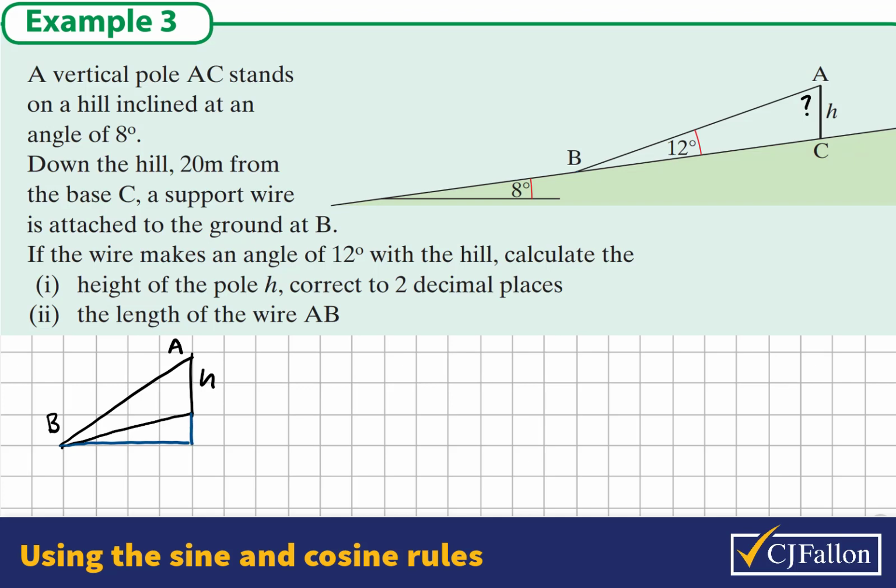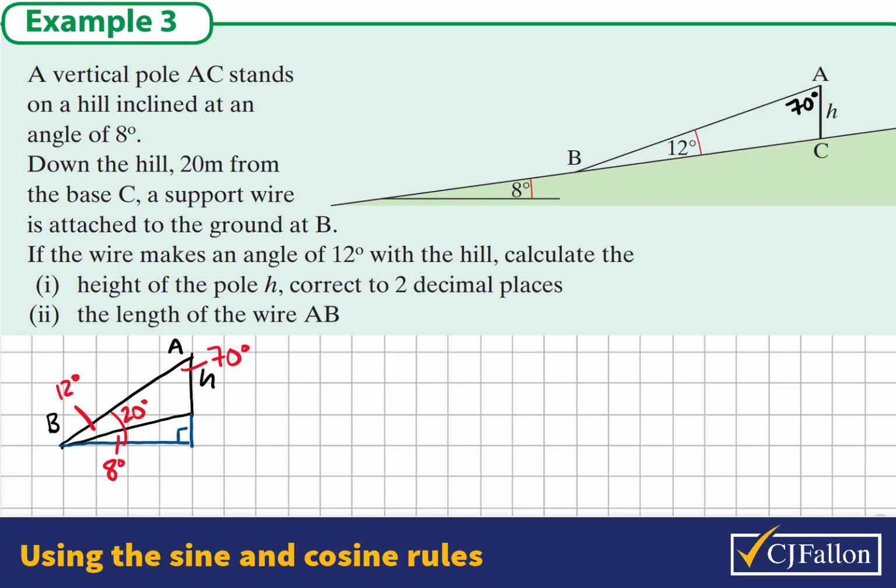If we imagine a horizontal line coming out from B, we could create a right angle triangle. We know that there's an 8 degrees and a 12 degrees. So adding these together, we can see that there's a 20-degree angle in the right angle triangle. Therefore, the top angle at A must be 70 degrees, since 20 and 70 and 90 add up to 180. So we can see that the angle at A in our given diagram must be 70 degrees. Now we know in fact all the angles.